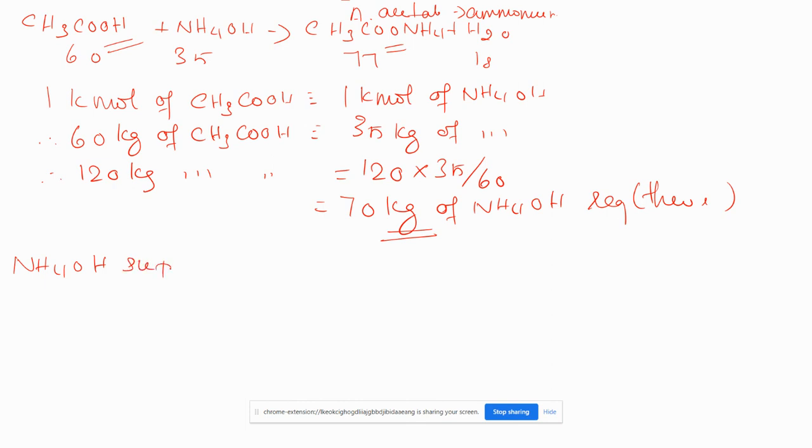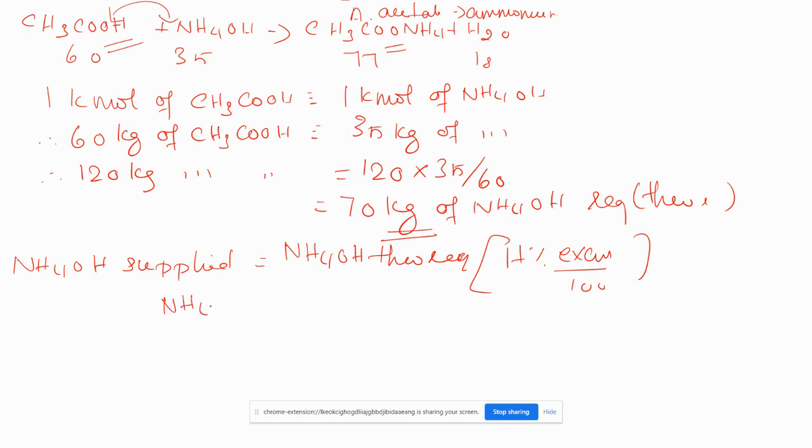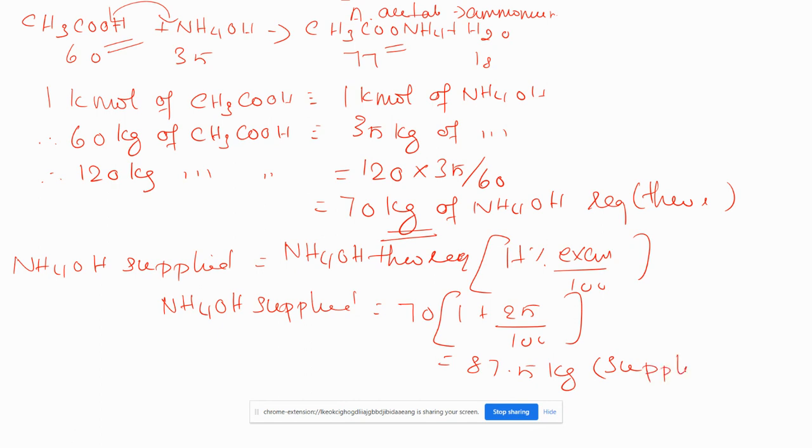First we write the relationship between the reactants to find the NH4OH supplied. NH4OH supplied is equal to the NH4OH theoretical requirement into 1 plus percentage excess divided by 100. So NH4OH supplied is equal to 70 into 1 plus 25 divided by 100. So you will be having 87.5 kgs. This is supplied.